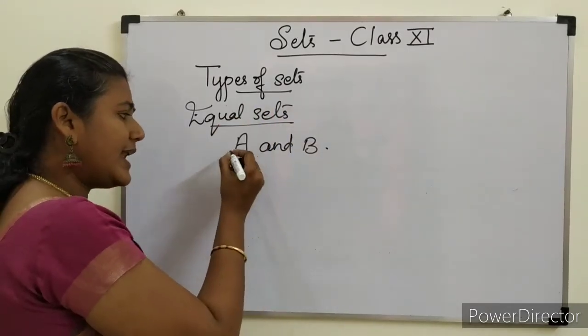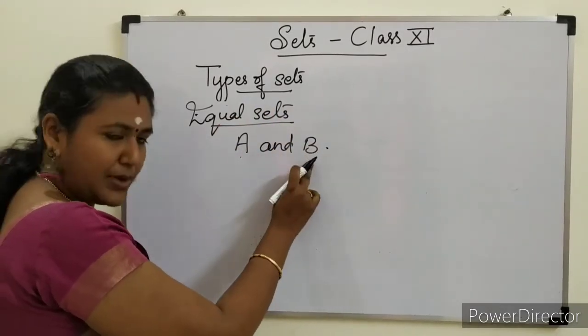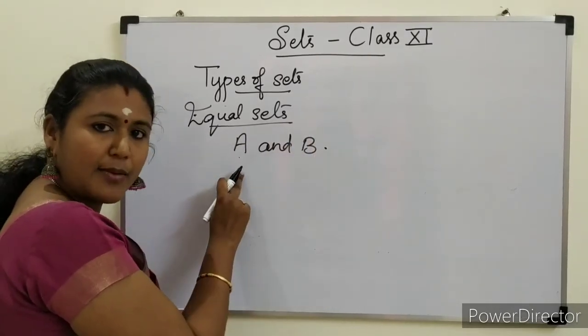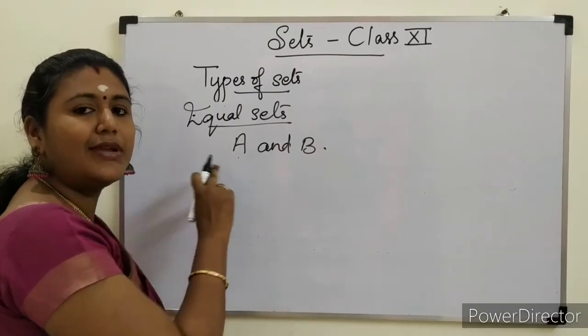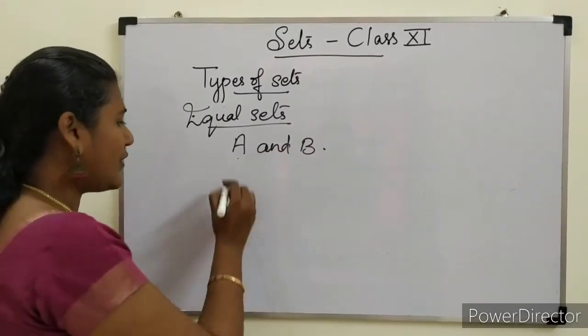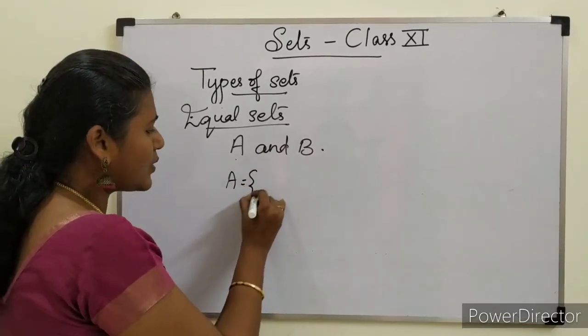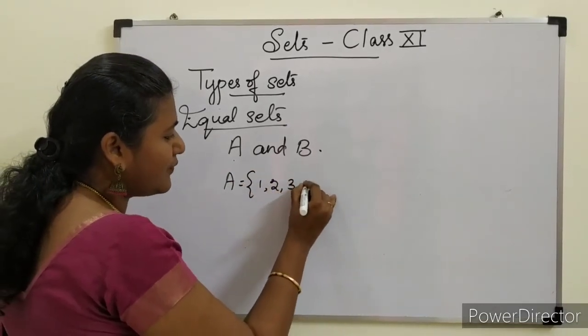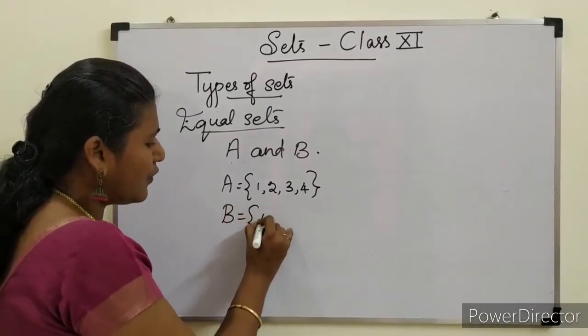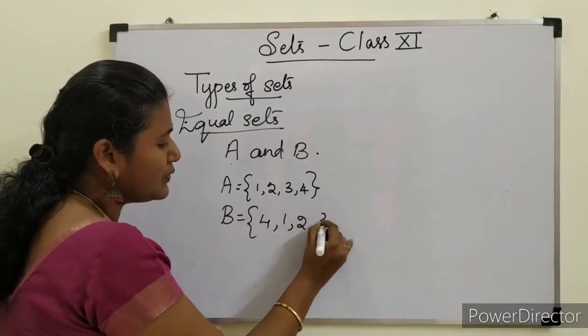If every element of A is an element of B and every element of B is an element of A, then we will call these two sets equal sets. So for example, if I am writing A = {1, 2, 3, 4}, this is set A, and B = {4, 1, 2, 3}.